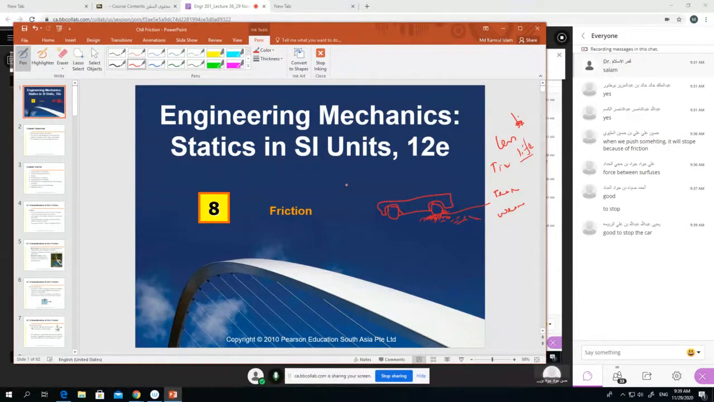Good, the test of the car, yes. If there is no friction, you cannot drive the car. Yes, you cannot drive the car. Another example. Friction is actually a blessing for us. It is very good, a blessing for us. Why? For example, you are walking on the road. You have shoes, right?